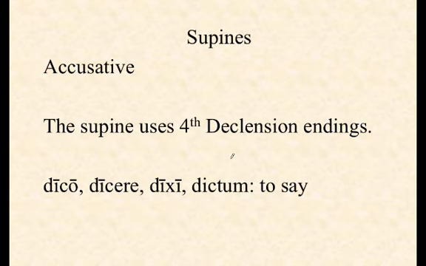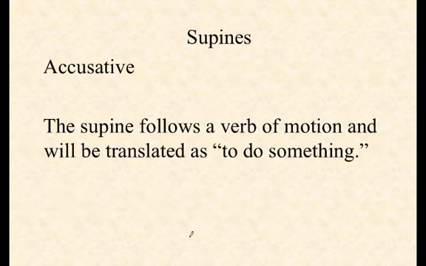Now, the fourth declension accusative singular happens to be identical to the second declension ending. This UM of either one of those declensions gives you the accusative form of the supine. Here's how we use the accusative form of the supine. The supine follows a verb of motion and will be translated as to do something.